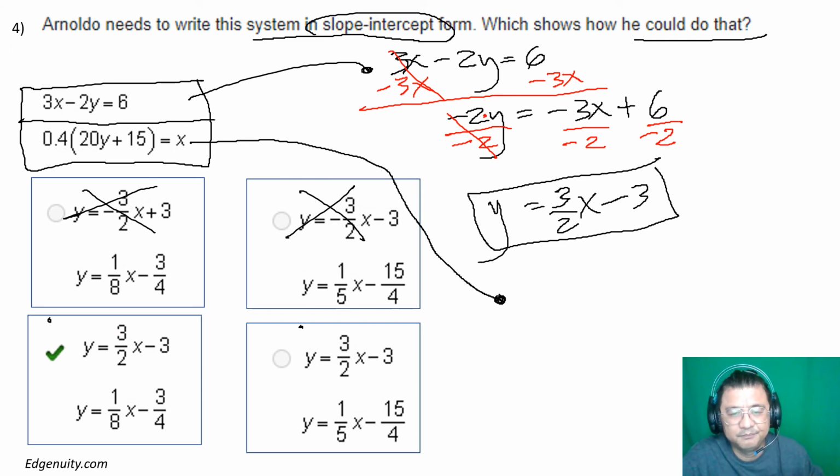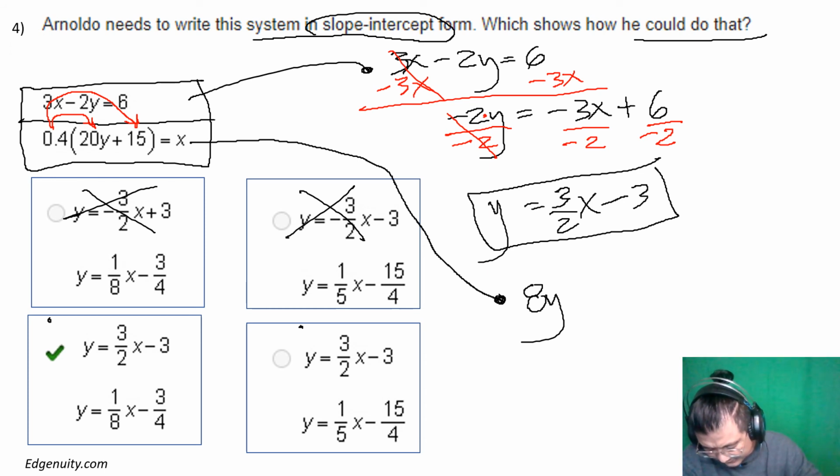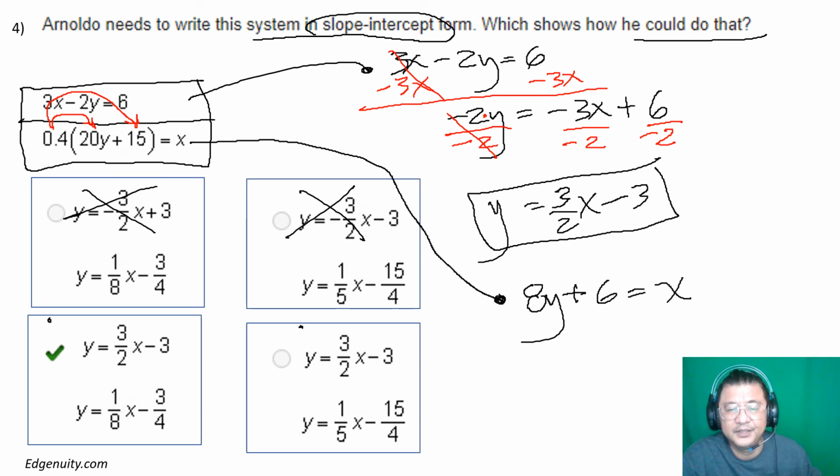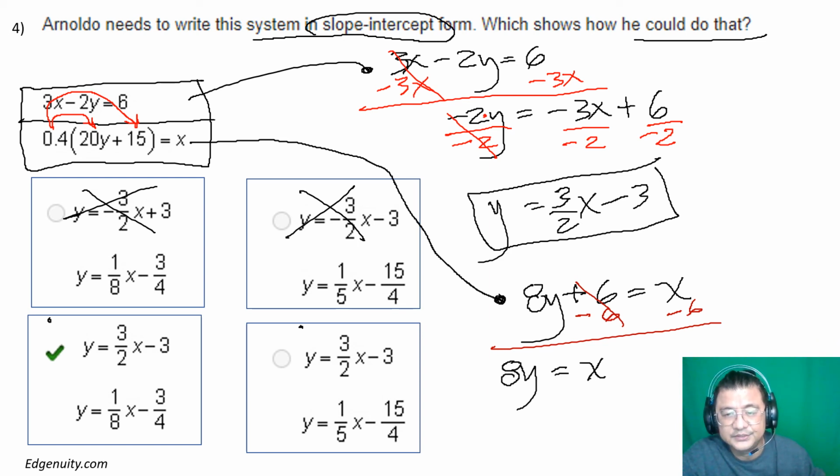So let's try distributive property first. Remember distributive property? 0.4 times 20. 0.4 times 20 is 8. So 8y. 0.4 times 15 is 6. Plus 6 equals x. Remember, the y should be alone. Get away, positive 6. Go to the other side. That cancels out. What remains is 8y is equal to, bring down the x first and the minus 6 next.